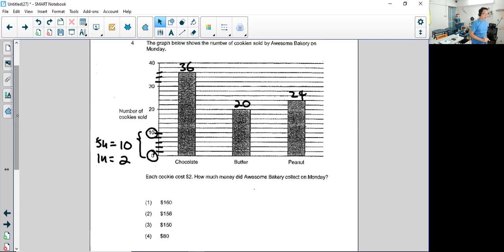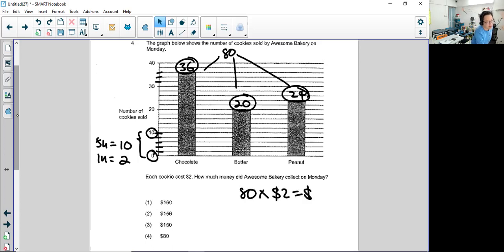Monday means all the cookies sold on Monday, right? So you have to add them all together. So 36 plus 24, do your working, that'll be 60. 60 plus 20, that will be 80. So he sold 80 cookies altogether, and then you multiply by $2 each. So he will collect $160. So the answer is number 1. Okay, let's go to number 5.